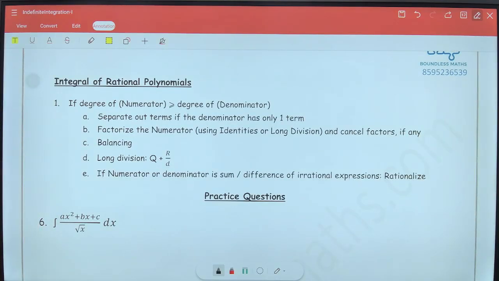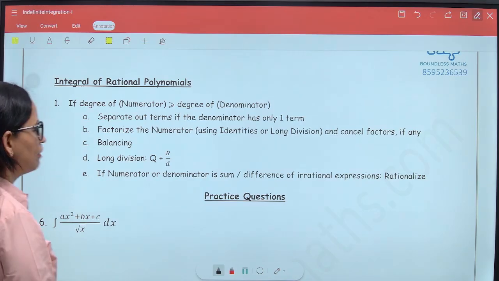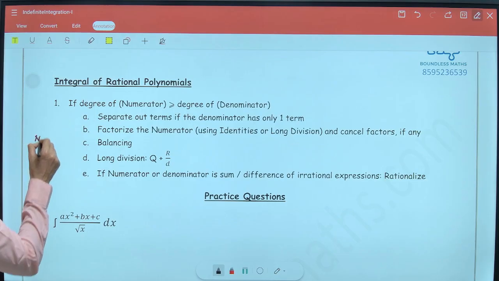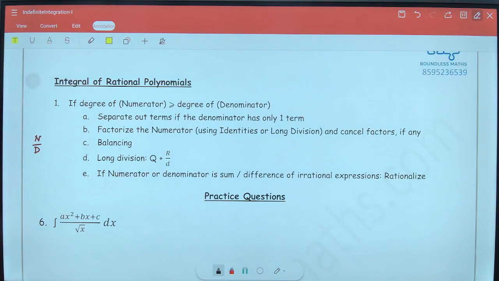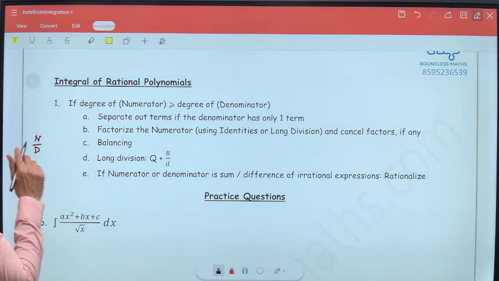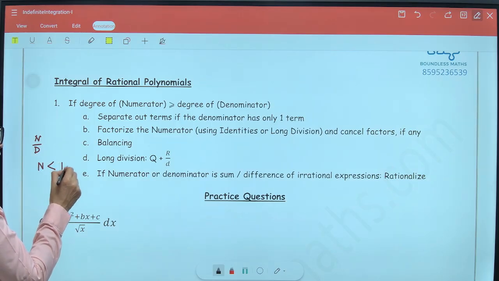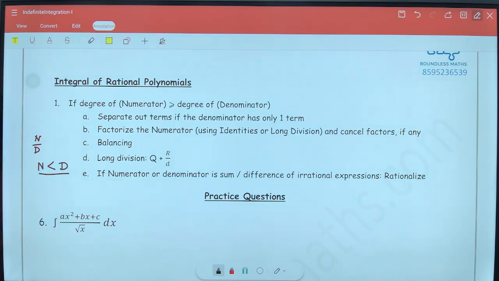Now let's understand the integral of rational polynomials. So what are rational polynomials? Like we have rational numbers, we have rational polynomials where we have a function in the numerator and a function in the denominator. Now when we have two functions written in this form in the question, the first thing you need to understand is that the degree of the numerator has to be less than the degree of the denominator for integrating it. Then you can use partial fractions or integration by parts or whatever you are using, but before that the degree of numerator has to be less than the degree of denominator.